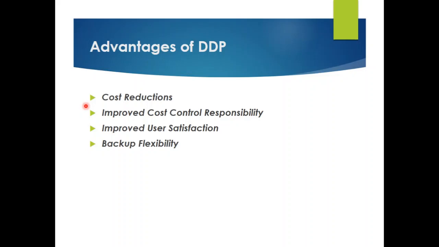First is cost reduction. For DDP, since there are no centralized locations or no centralized systems, powerful and expensive computers are not really necessary, since they are not dealing with large volumes of transactions and the like, because of course the work is divided into different functions. So those expensive or powerful computers are really not necessary anymore.